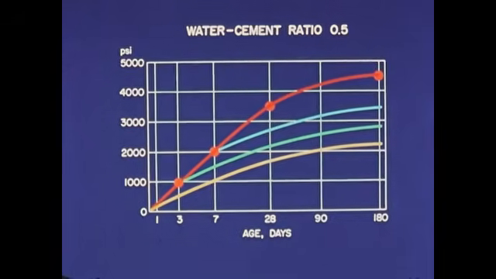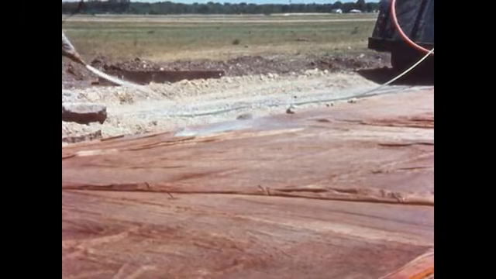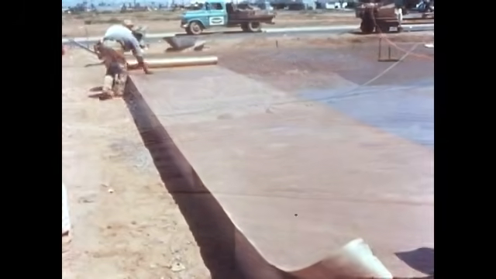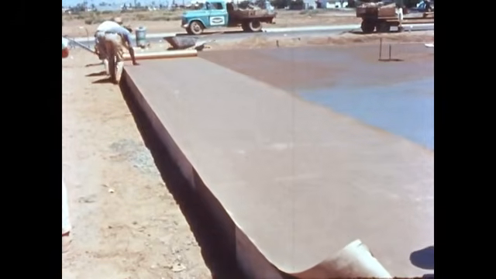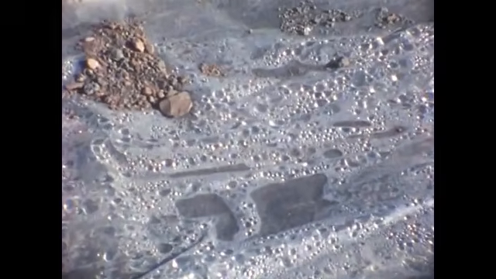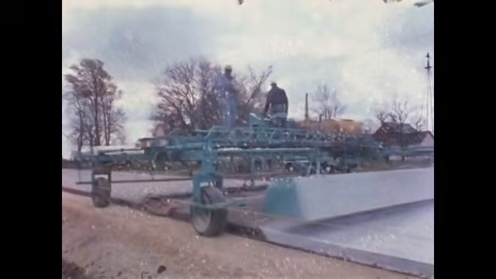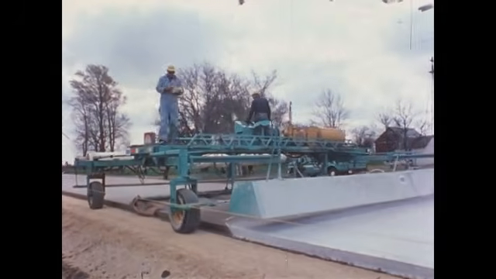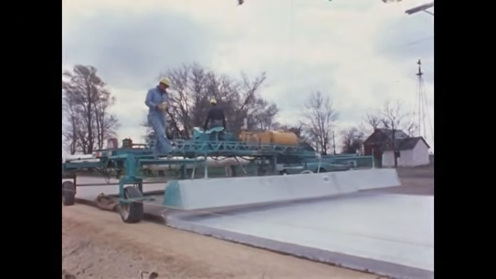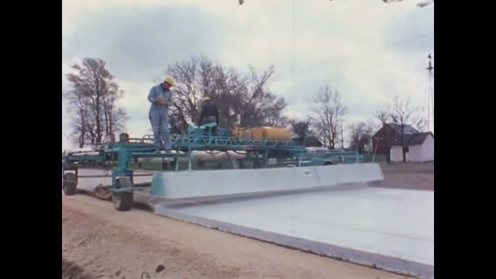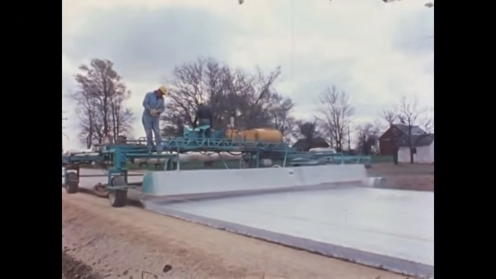Concrete can be cured by keeping it continuously moist under wet burlap, under waterproof paper, under plastic sheets, or by sealing the surface with a membrane-forming curing compound. Remember that the longer concrete is cured, the stronger and more durable it will become.